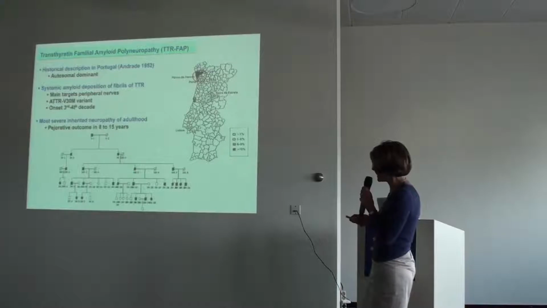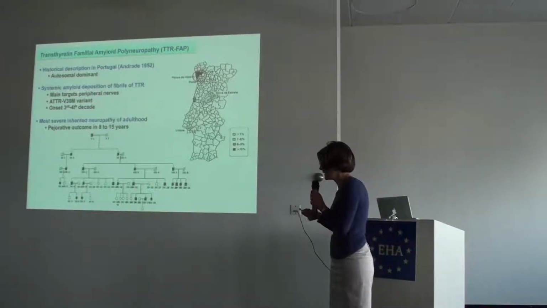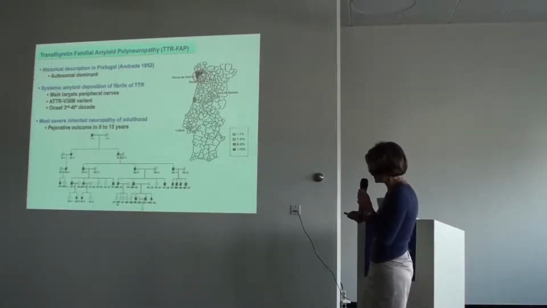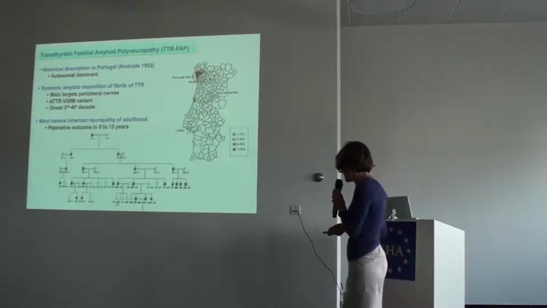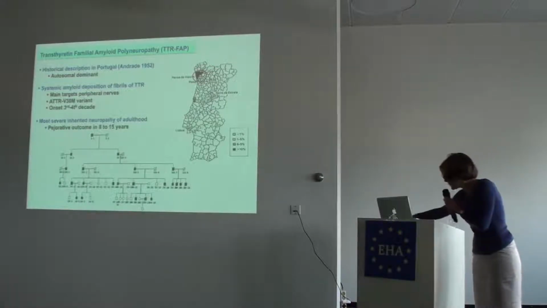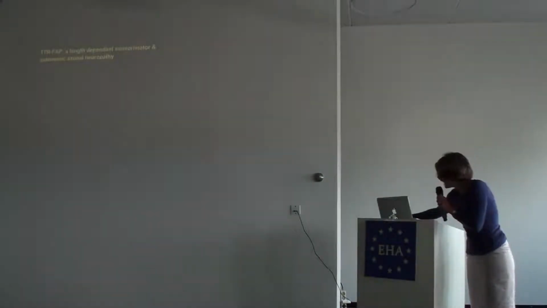Virtually all families are carrying the same inherited variant, the V30M variant. In this area, the disease occurs rather young in life, in the 3rd to the 4th decade. It's certainly the most severe inherited neuropathy of adulthood, with a pejorative outcome within 10 years. You can see the large family history that we usually face, which makes the diagnosis rather straightforward.